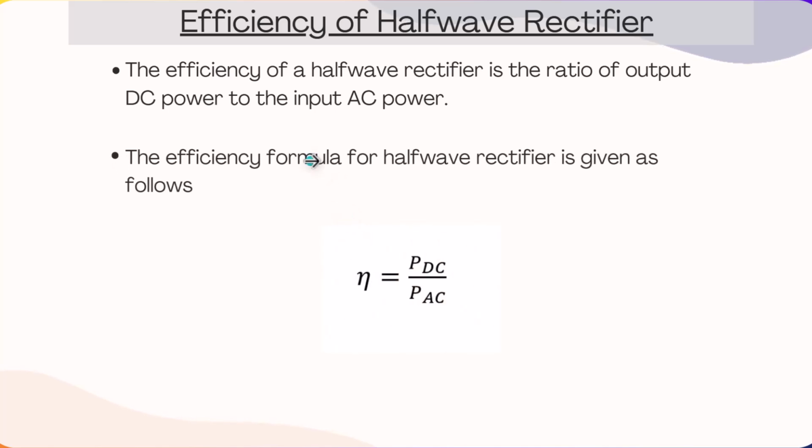Efficiency of half-wave rectifier. The efficiency of half-wave rectifier is the ratio of output DC power to the input AC power. The efficiency formula for a half-wave rectifier is given below. You can see that η is equal to PDC by PAC.